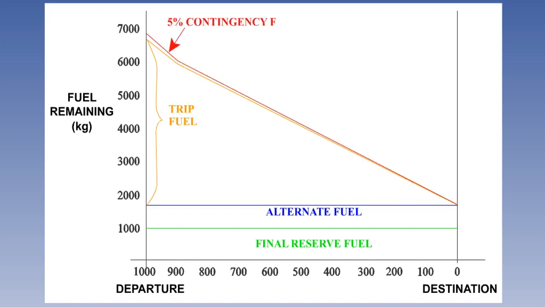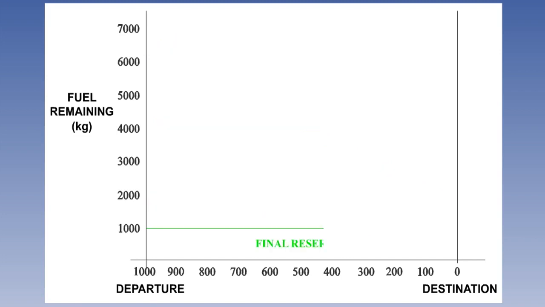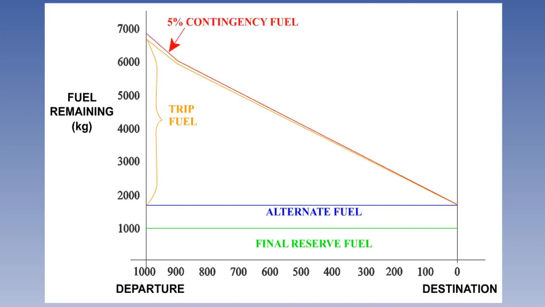Contingency fuel is 5% of trip fuel at the start, reducing to 0 at the destination. Takeoff fuel is therefore 6950 kilograms. In the example, fuel checks are taken every hour and the result is plotted on the graph. Extrapolation of the results will give the expected fuel on arrival at the destination.